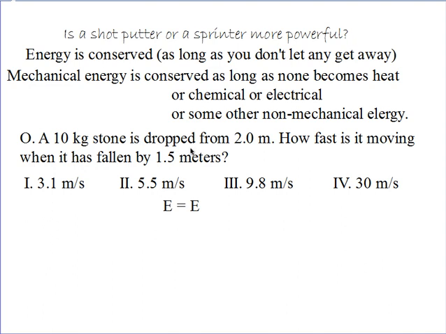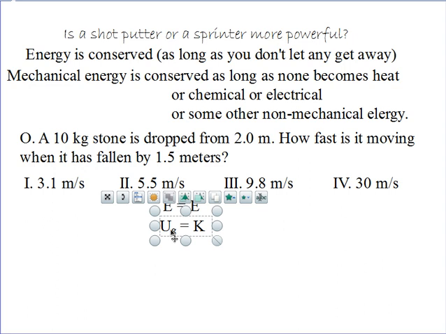So this stone is dropped, and that's a key word. To drop it means it was standing still when you let go of it. I'm going to take that as my first energy, and the second one is going to be at this time when it has fallen 1.5 meters. Well, when it was let go, the only kind of energy it had was gravitational potential energy, which you recall the formula for, I hope.